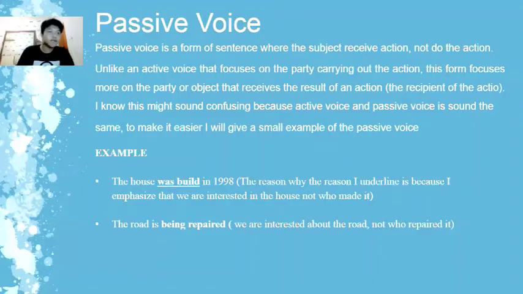The first example is, the house was built in 1998. The reason why I underline is because I emphasize that we are interested in the house, not who made it. The second example is, the road is being repaired. We are interested in the road, not who repaired it.